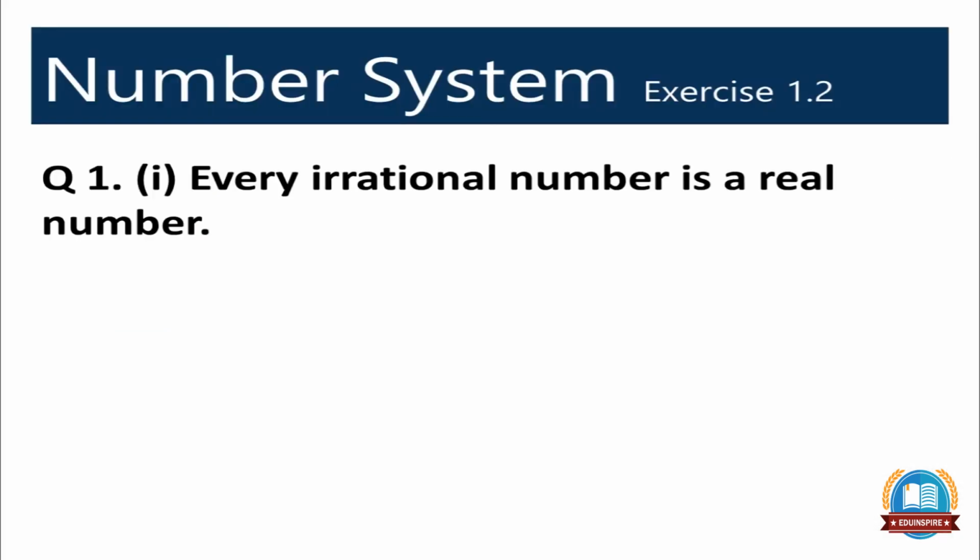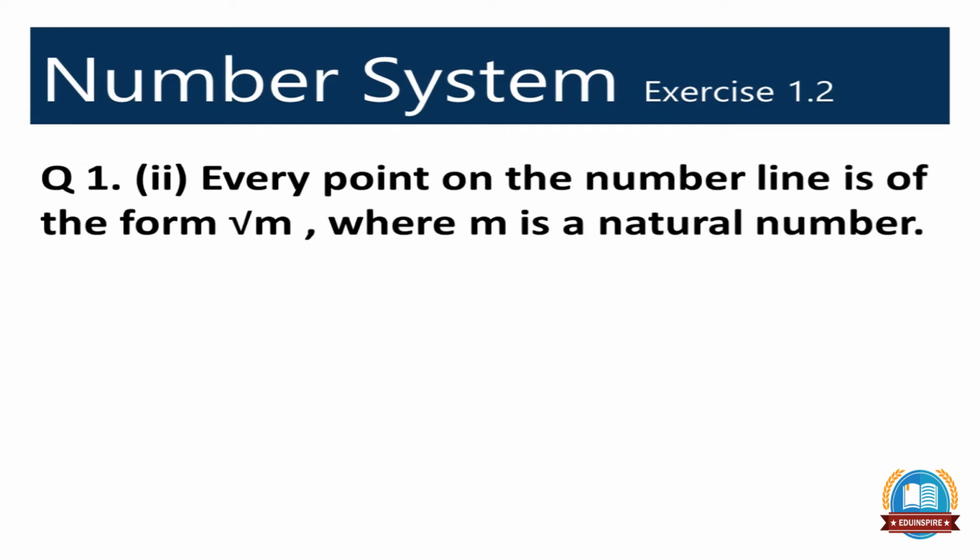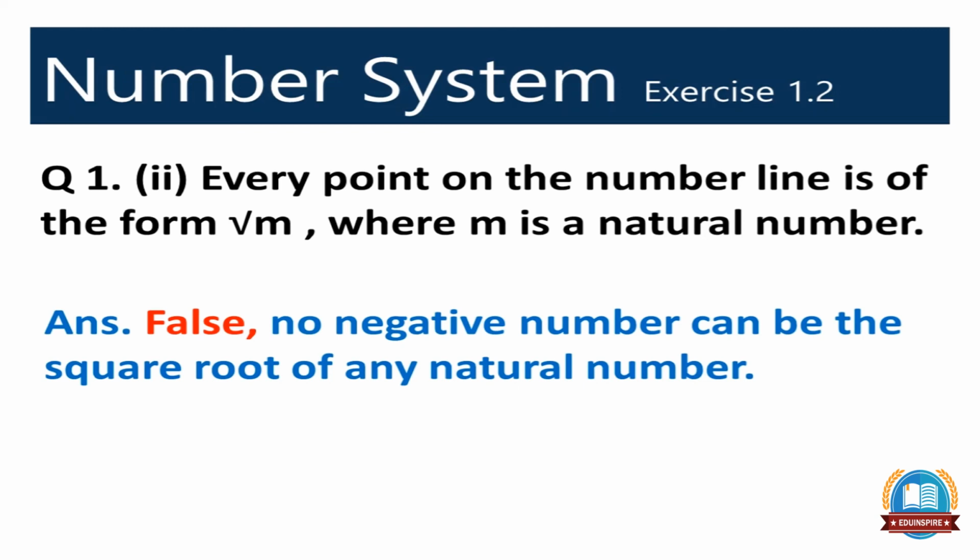Now let's go through exercise 1.2. Question number 1 is a true or false type question. So question number 1, part 1 is every rational number is a real number. So the answer is true, since collection of real number is made up of rational and irrational numbers. Part 2 is every point on the number line is of the form root m, where m is a natural number. So the answer is false. No negative number can be square root of any natural number.